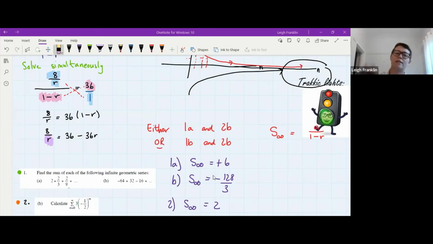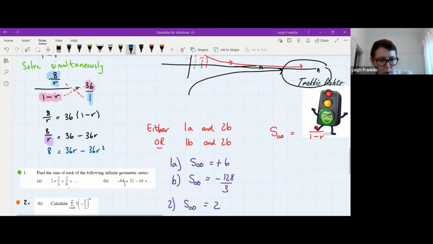So David, what you're saying here is perfect. Multiply both sides by R, but you have to multiply the entire expression on the right, which means that you have to multiply the 36 and the minus 36 by R. So that means we now end up with 8 equals 36R minus 36R squared. Okay, is everybody happy with that?